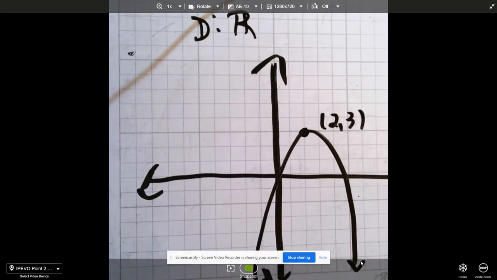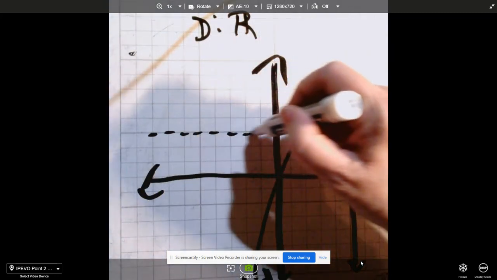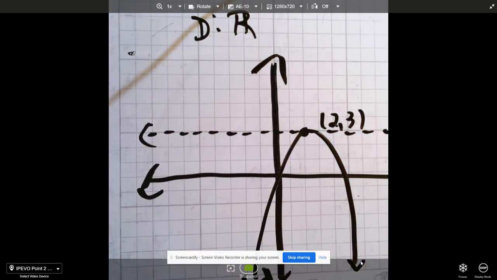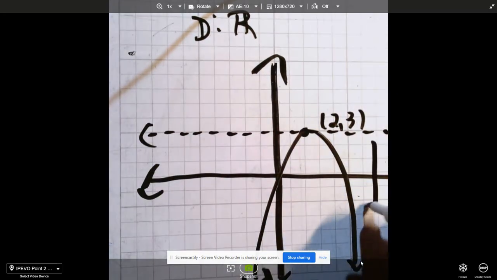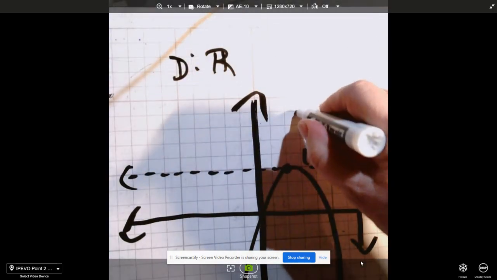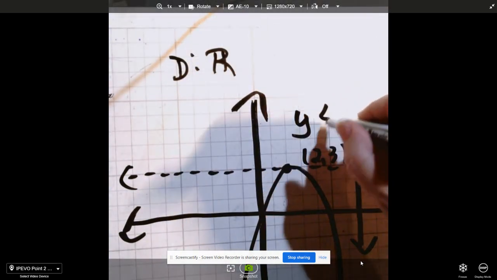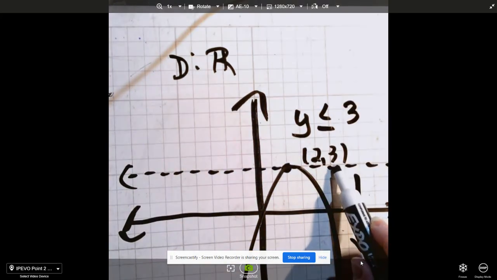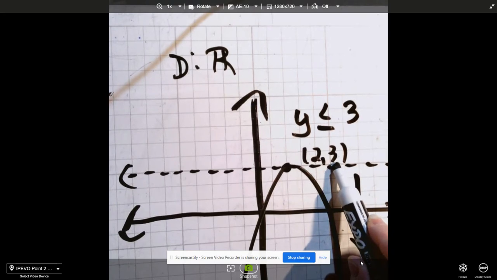But now my range, this here is the highest point of my y's where my vertex is. All my values are below that. So my range is going to be y has to be less than or equal to 3, because I don't have any y values that are bigger than 3.